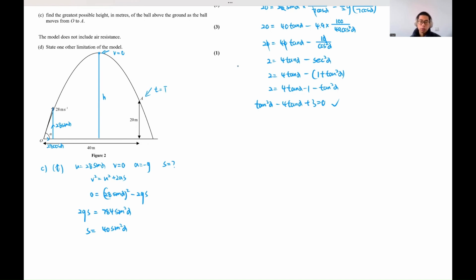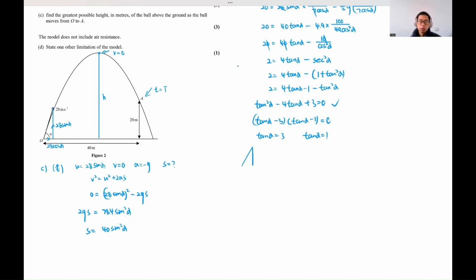So solve this equation. We have tan alpha minus 3, tan alpha minus 1 equal to 0. Because negative 3, negative 1 give you 3, and then negative 3 plus negative 1 give you negative 4. That's how we factorize this. So tan alpha equal to 3, or tan alpha equal to 1.